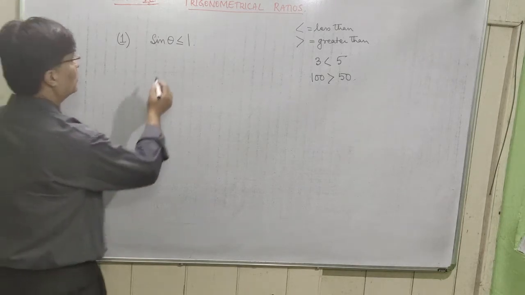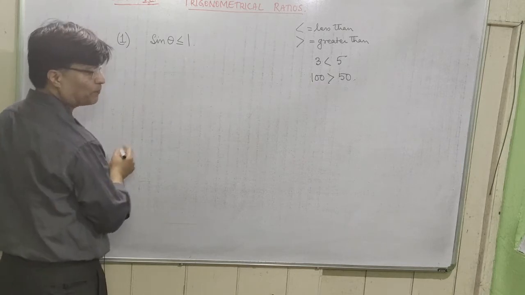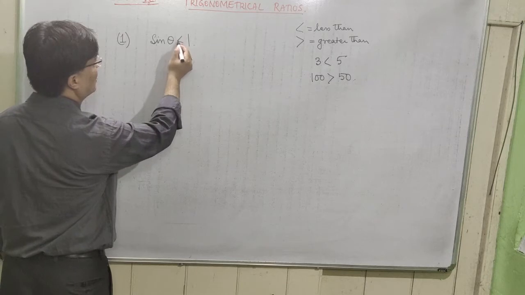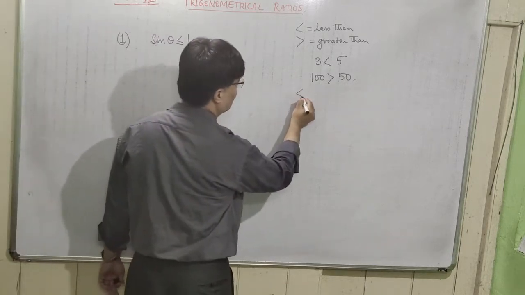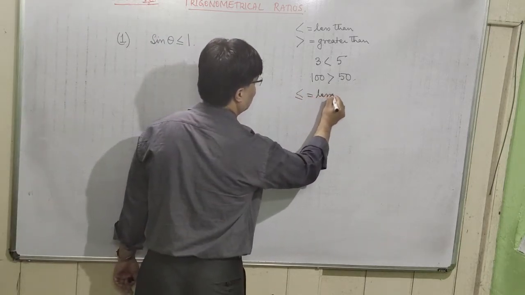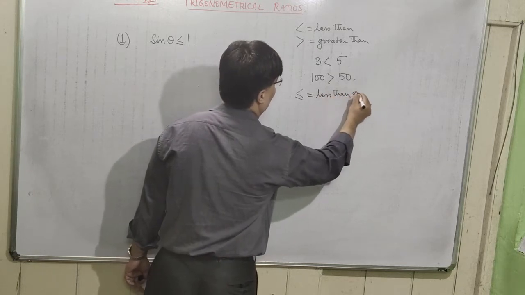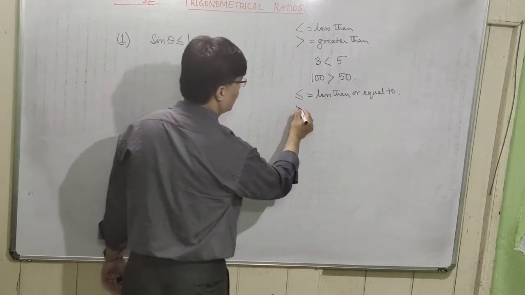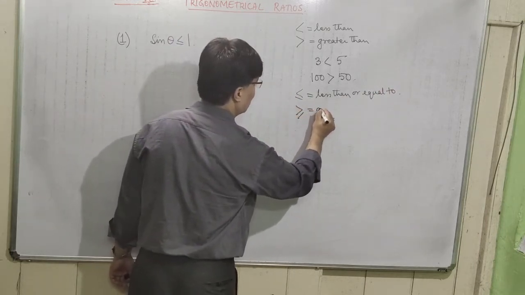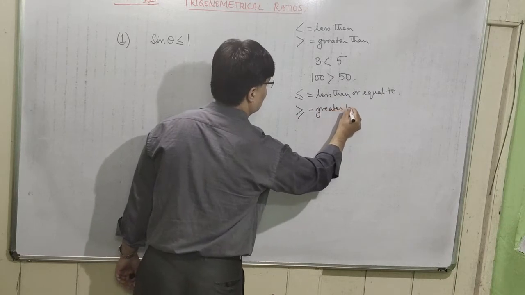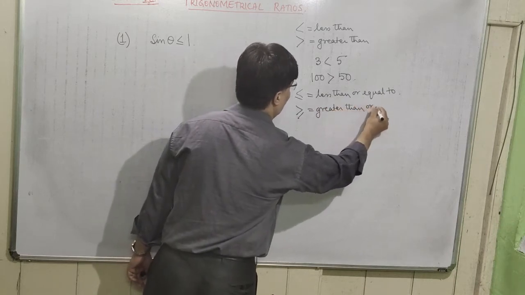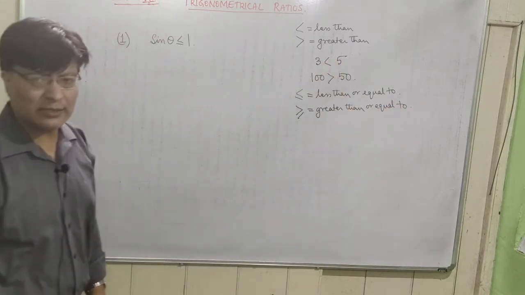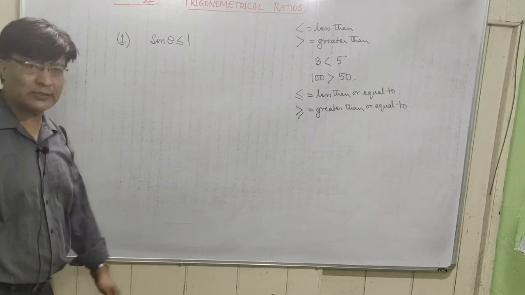Okay, so now again, is equal to is also there. If less than and equal to is there, that means sin theta is less than or equal to. This means less than or equal to, and this means greater than or equal to. Is that clear to all of you? So I think you have understood it.